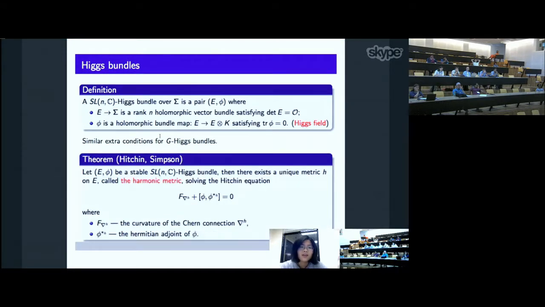And the theorem by Hitchin and Simpson is that if (E, phi) is a stable SL(n,C) Higgs bundle, then there exists a unique metric H on this bundle, solving the Hitchin equation, which contains two parts. The first part is the curvature of the Chern connection, and the second part is the Higgs field and its Hermitian adjoint, the Lie bracket. So we want to say their sum is equal to 0. And then this solution is called the harmonic metric.